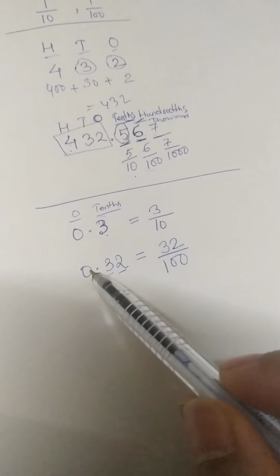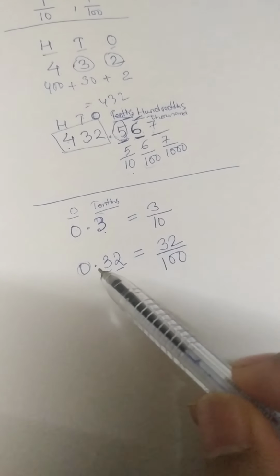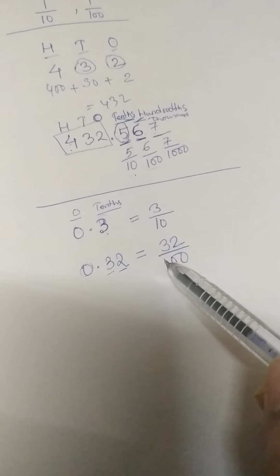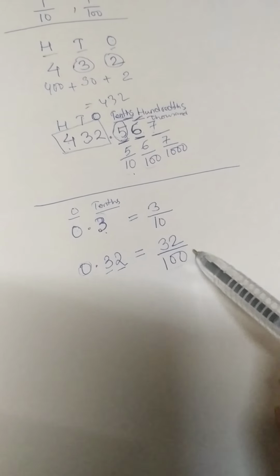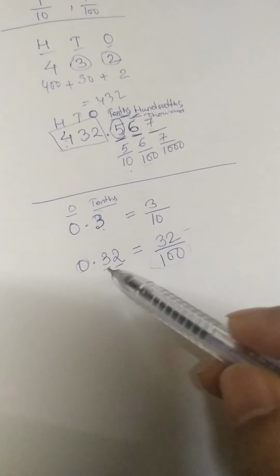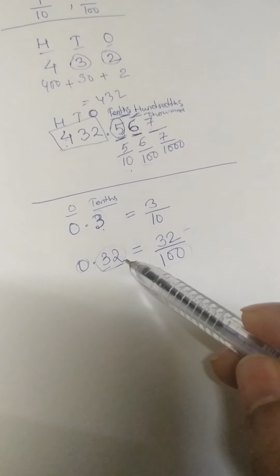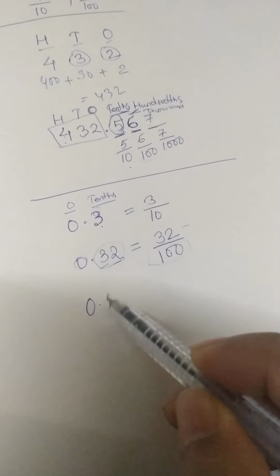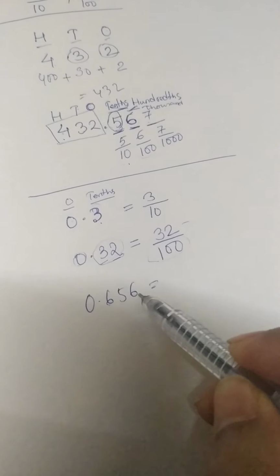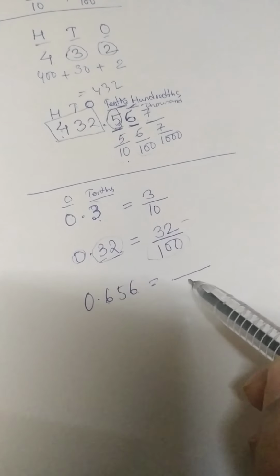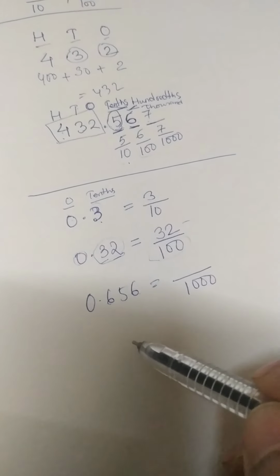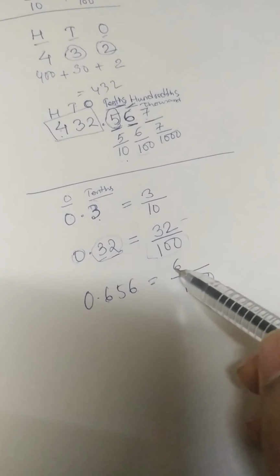That is, if we have a 0 over here and after the decimal there are two digits, you need to understand that the fraction will be over 100 and the numerator will be just the number over here. Suppose 0.656. How many digits over here? 1, 2, 3. So in the denominator there will be 3 zeros, and we just put 656 over here.